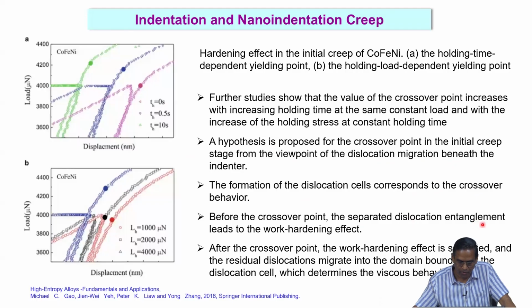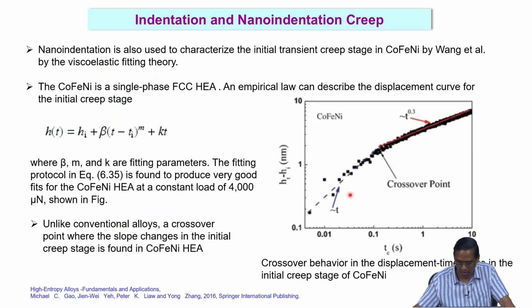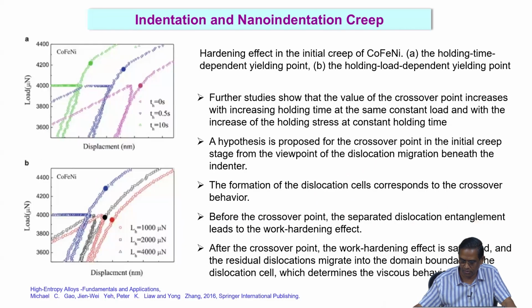Okay. Before the crossover point, the separated dislocations and entanglement lead to the work hardening effect. So now we will go back and see. It is going like this, and then here it is a different slope. So you have dislocation migration, pile up, everything. Then the cell structure forms, then it behaves very differently.